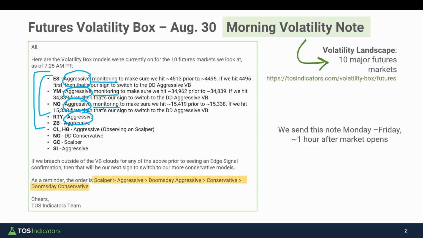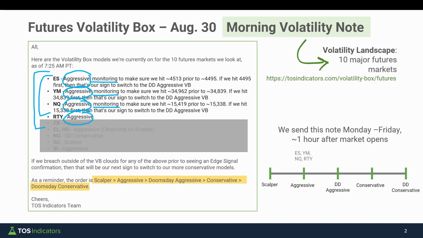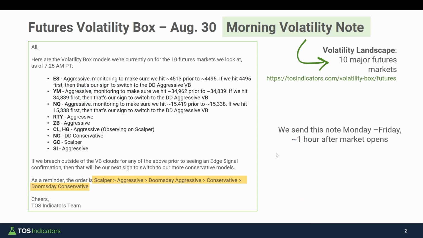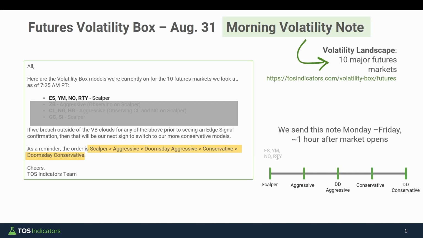If we plot this on the same line graph, this is where the index markets were yesterday, on the aggressive volatility box model notch. So today, the volatility is on the scalper models. Yesterday, the volatility was much higher on the aggressive models. Now, the interesting thing is, today, by the end of the day, we had all 4 of the index markets end on their aggressive volatility box models. So the volatility did increase as the day progressed.